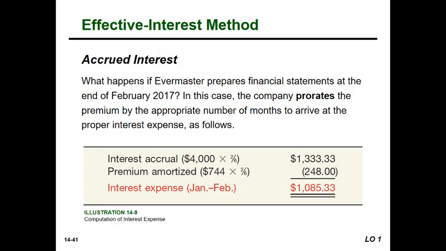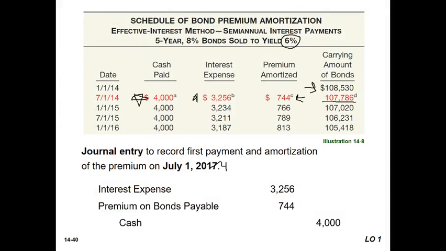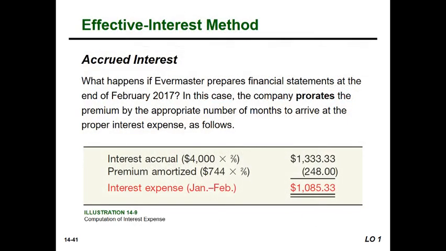We continue to move forward with that, and then we would have an interest expense of $32.34 here. We would have premium amortized of $766 here. And then, of course, every time we pay, it will be $4,000. Now, that's in the world that's perfect. We issue and everything's based on perfect years. But sometimes that doesn't happen.